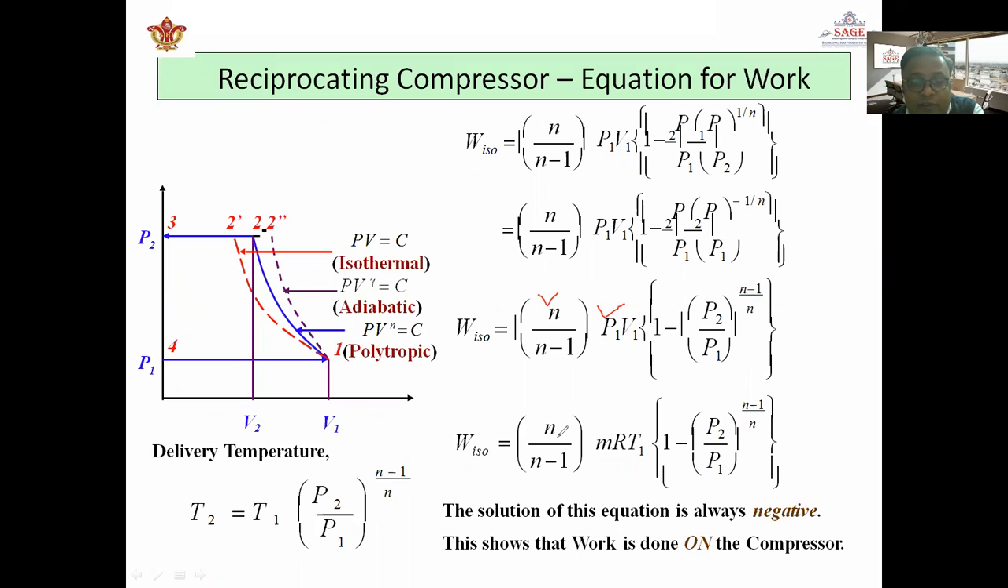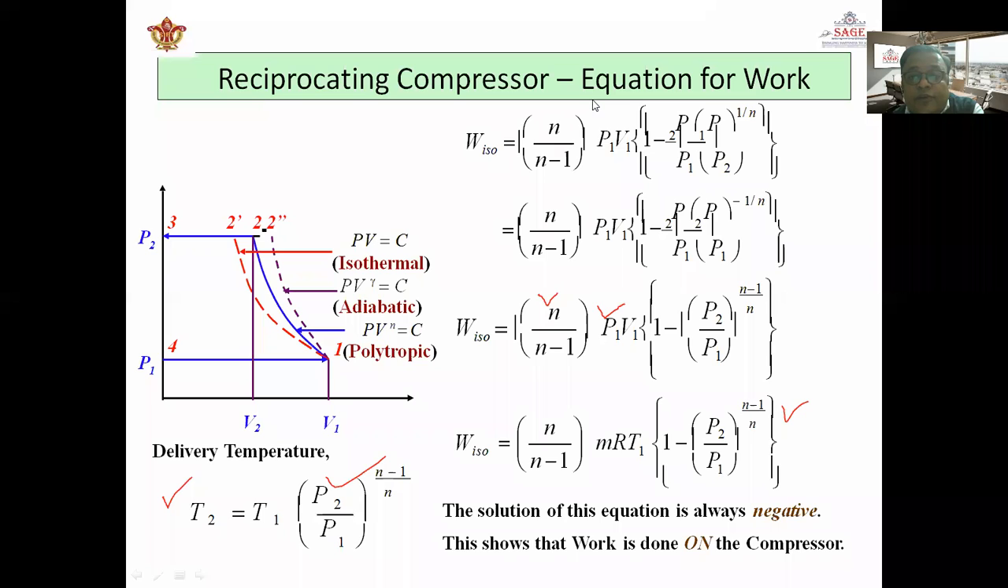The work done is n upon n minus 1 MRT1 in the bracket of 1 minus P2 by P1 to the power n minus 1 by n. And for the delivery temperature calculation, T2 is required, that is T2 is equal to T1 times P2 by P1 to the power of n minus 1 by n. This is the main equation for the delivery temperature calculation.